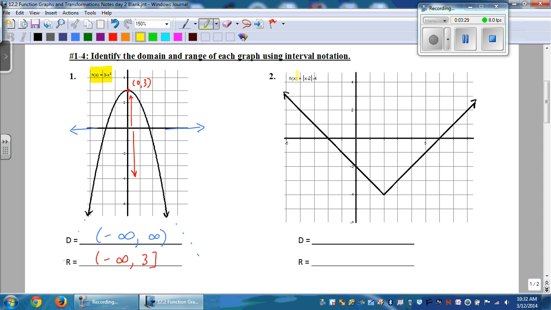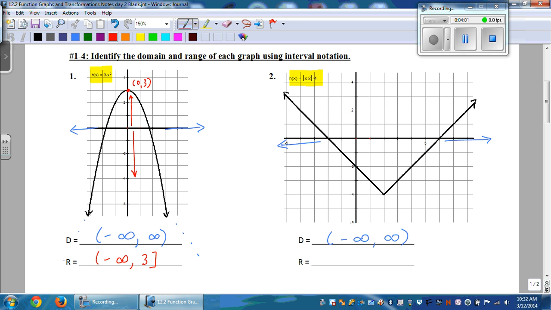Okay. Number 2 here, h of x is equal to the absolute value of x minus 2, minus 4. So we can see the shifts that they've had. All right, it went down 4, and then it went to the right 2. Okay. So we want to know what the domain and range is. Once again, the domain, how far left and how far right are values of x's. Looks like it's going on forever. So negative infinity to infinity.